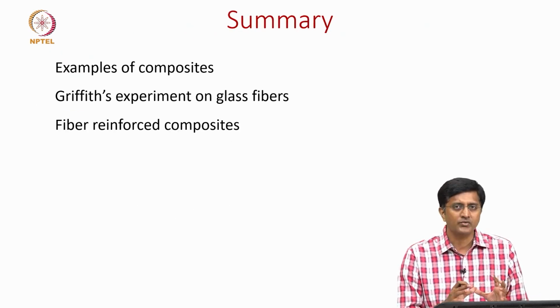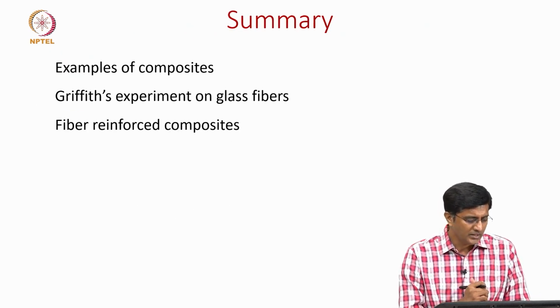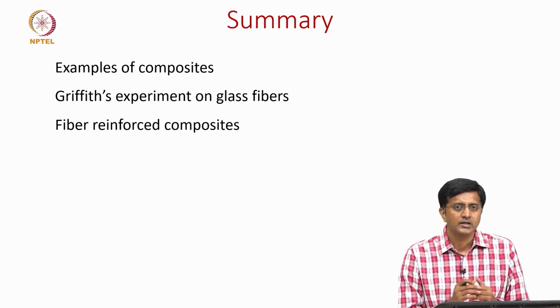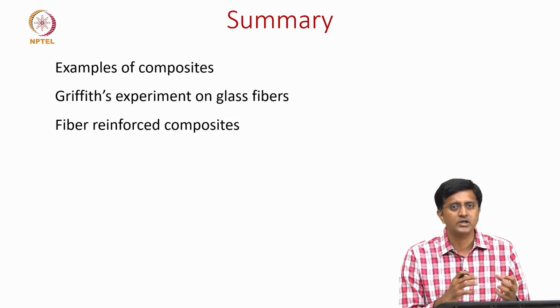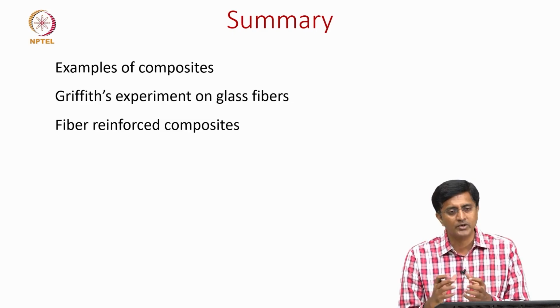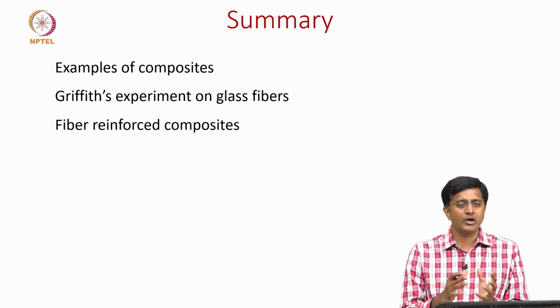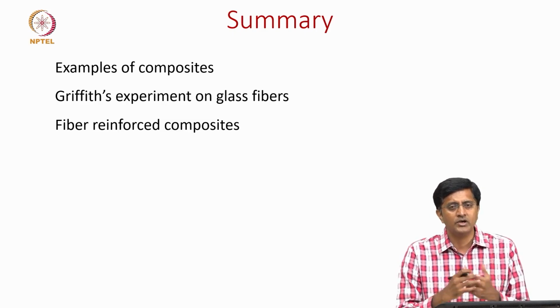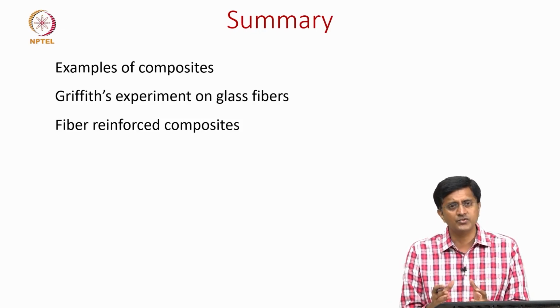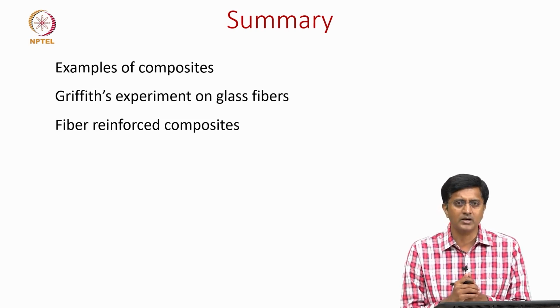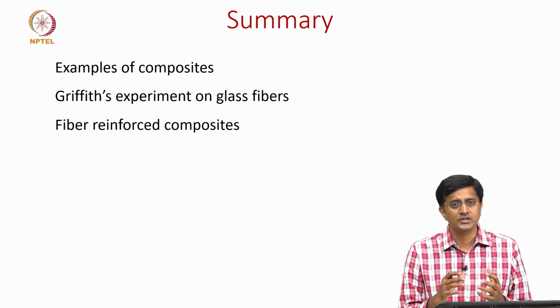But now let us summarize what we have discussed in this video. We started by looking at both natural and engineering composites. We said that wood and bone are natural composites, and that engineering composites are not recent either. Even in ancient times, people used straw to prepare composites. But the composites we are more interested in currently are fiber reinforced composites, and we have seen why fibers are specifically chosen for this reinforcement.